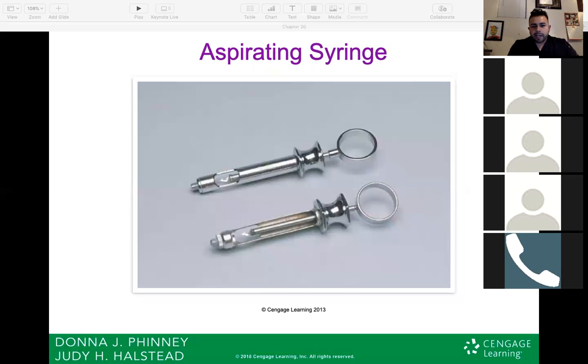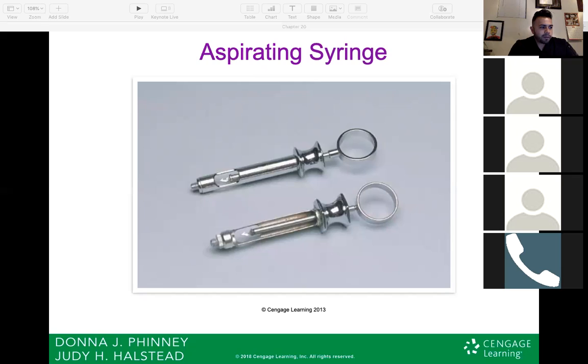Now, talking about the aspirating syringe and all of its parts. There are various types of syringes that may be used in dental procedures. The most common is the aspirating syringe, which allows an operator to verify that they have not penetrated a blood vessel, because once they penetrate a blood vessel, anesthetic gets into the bloodstream and can create a toxic shock.